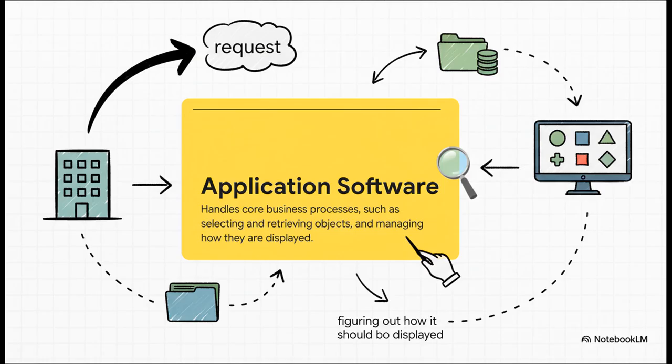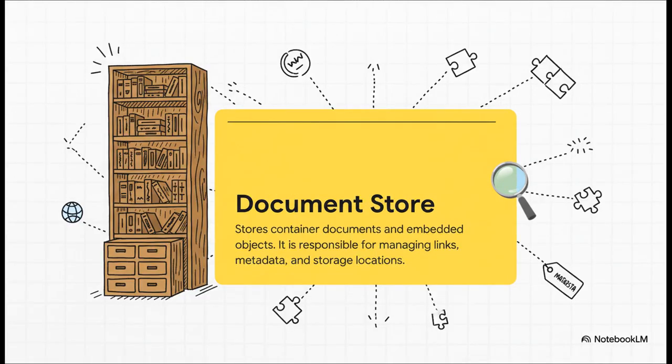It tells the other parts where to find the files, how to assemble them, and how they should ultimately be presented to you. So let's talk storage. First, there's the document store. Think of this as the system's librarian. It keeps track of everything, not just the files themselves, but all the extra information, the metadata, and most importantly, the exact location of every single piece.